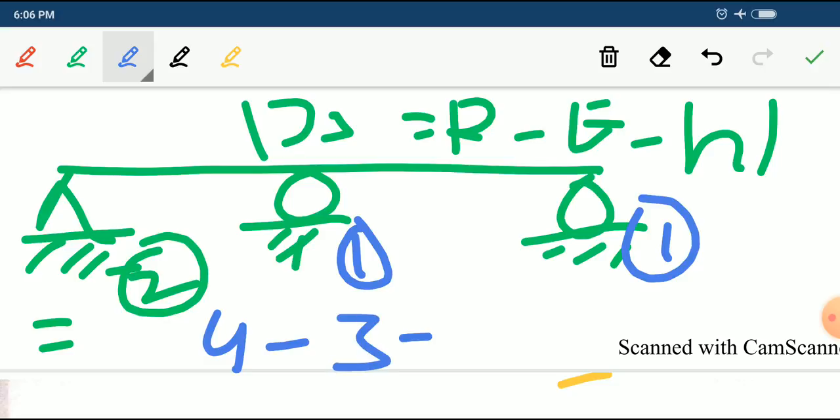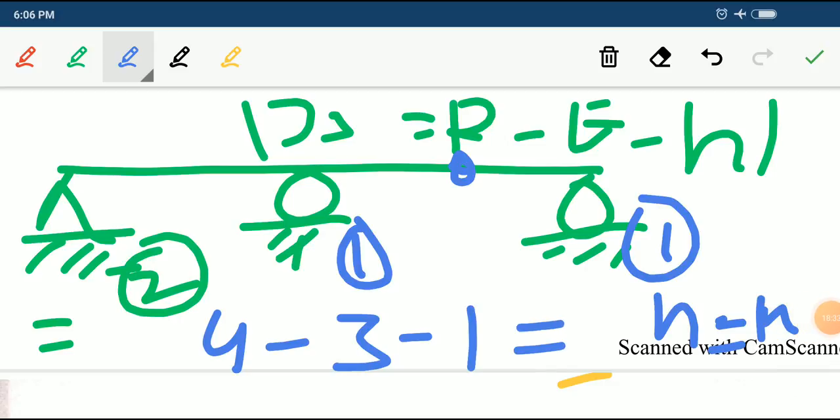And is there any internal hinge? Okay, let's take the internal hinge here. So what is the formula for internal hinge? H is equal to m minus 1, so that is equal to 1. So the final answer for this question will be 4 minus 3, that is equal to 0. The degree of static indeterminacy for this beam will be equal to how much? That is 0.